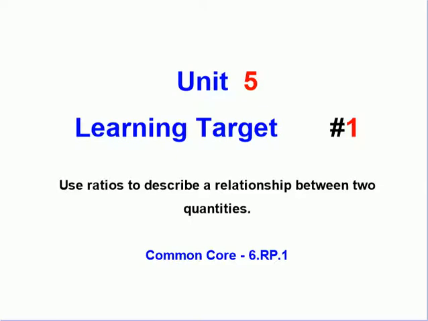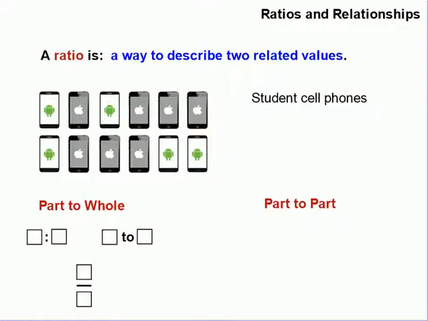Unit 5, Learning Target Number 1. Use ratios to describe a relationship between two quantities. In this unit, we're going to talk about ratios and relationships. Now, what exactly is a ratio? A ratio is simply a way to describe two related values, two values that are related to each other in some way.